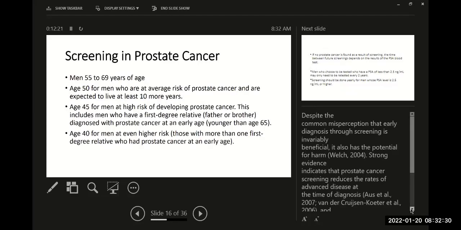So all men 55 to 69 years should be screened. What will be the benefit?